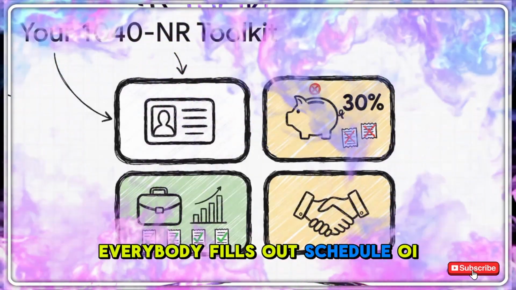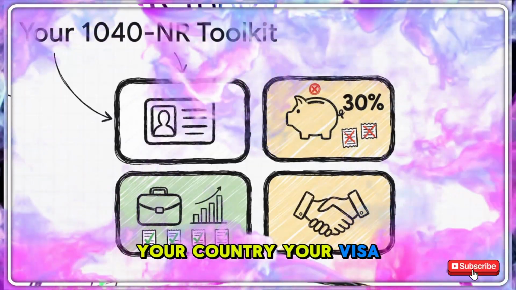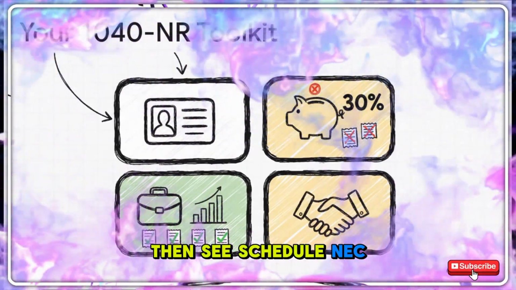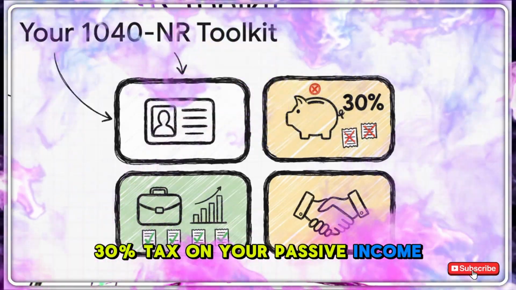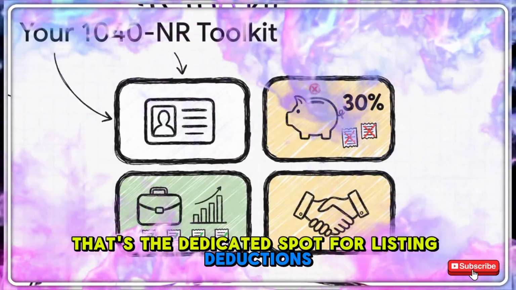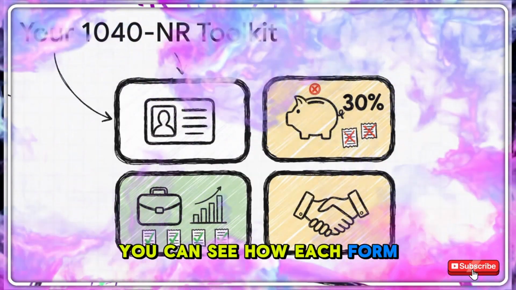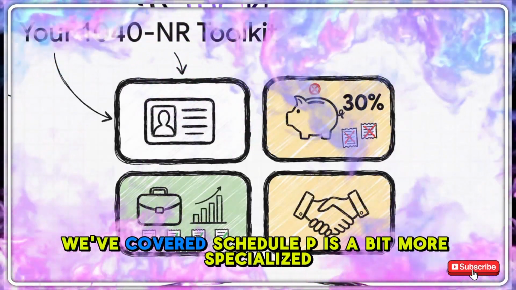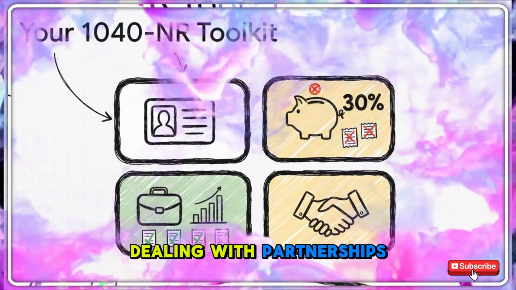Everybody fills out Schedule OI. That's where you establish your identity, your country, your visa. Then, see Schedule NEC. That's your worksheet for that flat 30% tax on your passive income. And Schedule A, that's the dedicated spot for listing deductions, but only against your effectively connected income. You can see how each form lines up perfectly with the rules we've covered. Schedule P is a bit more specialized, dealing with partnerships.